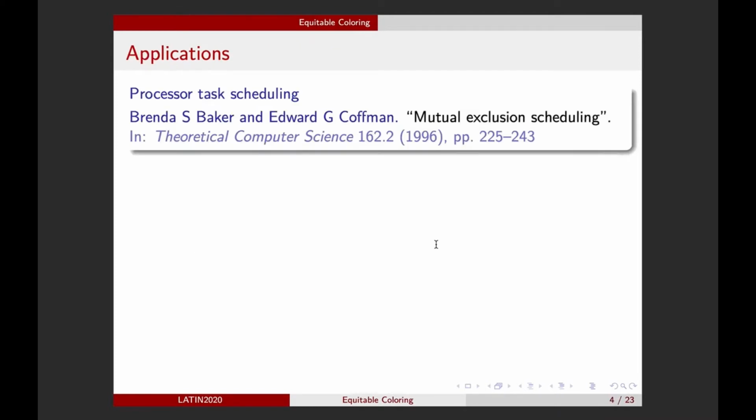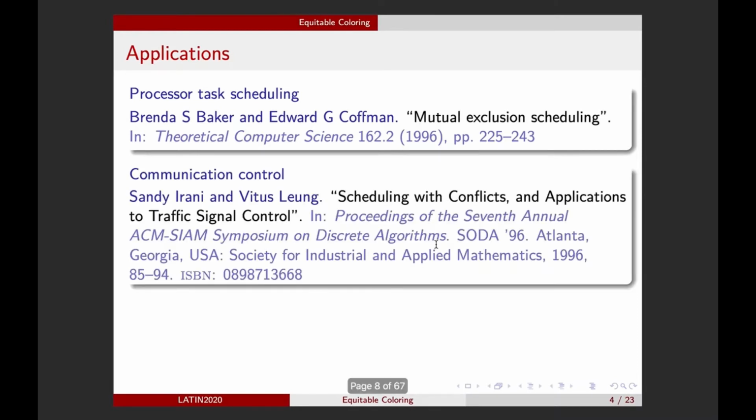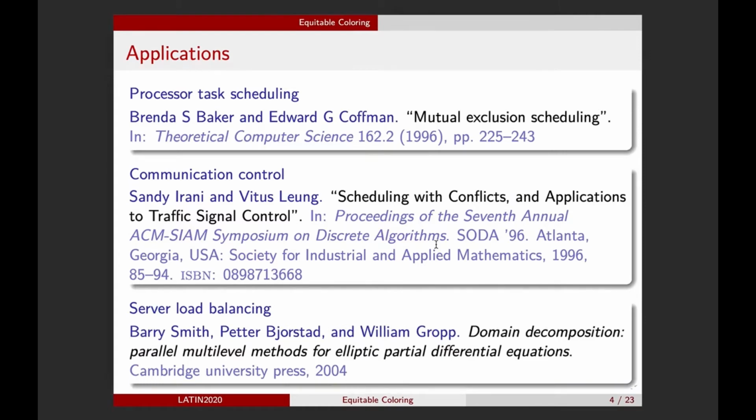Why are we interested in this problem? Well, it has a bunch of applications. Some have been known for over 20 years, such as processor task scheduling, which was shown by Baker and Kaufman to be a viable model for their target problem. It's also useful for communication control and server load balancing, among other applications, which I'm not going to list here.